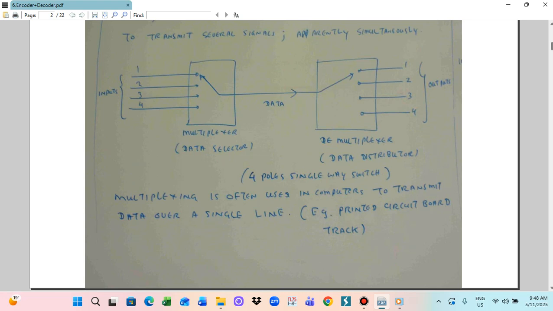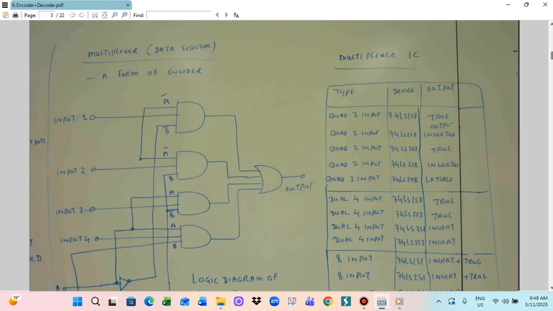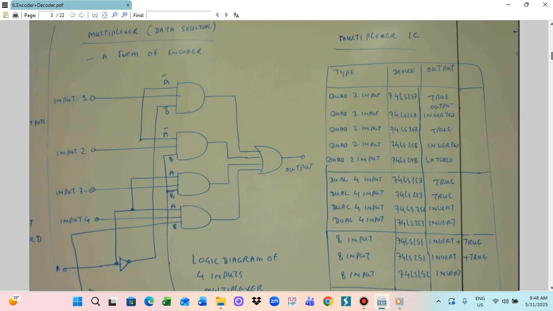Multiplexing is often used in a computer to transfer the data over a single line. Especially on the printed circuit board, the tracks are where data are being transferred. We can construct this multiplexer and demultiplexer by using digital logic gates. In this case, this is a typical multiplexer. There will be 4 inputs and 1 output. The combination can be A bar B bar plus A bar B plus AB bar plus AB. So this is our logic diagram for the 4 input multiplexer.